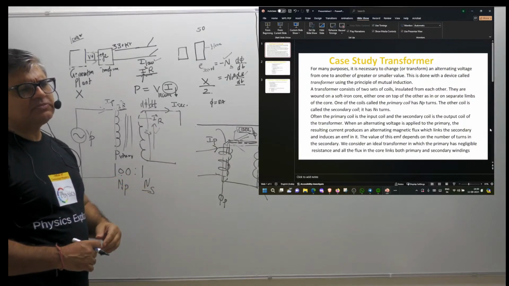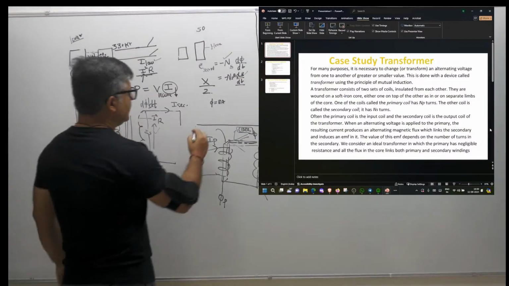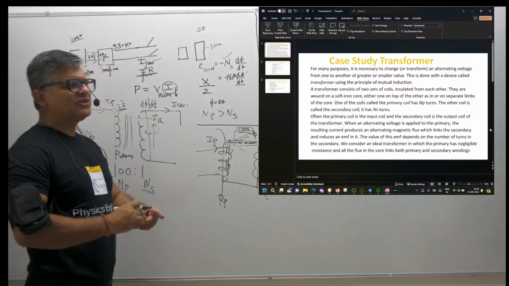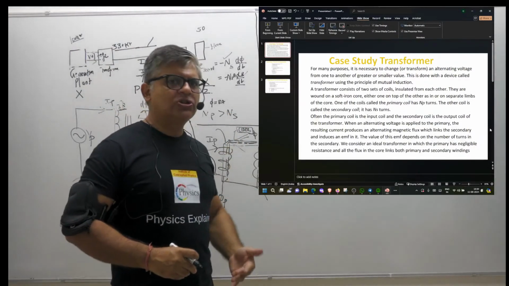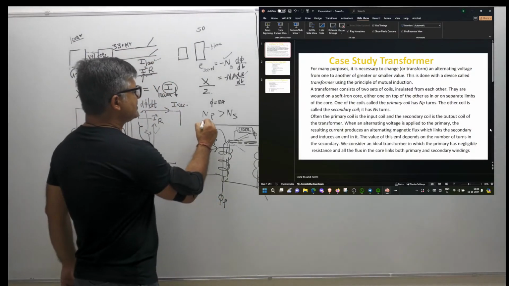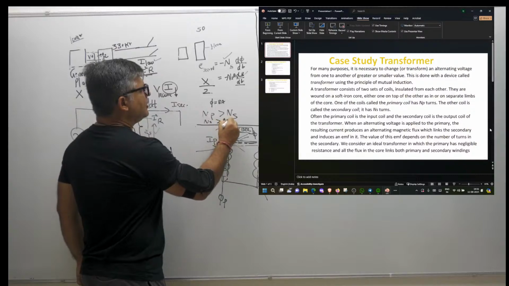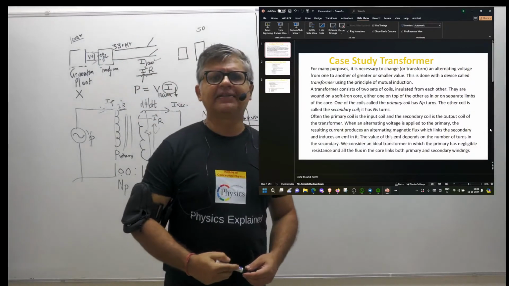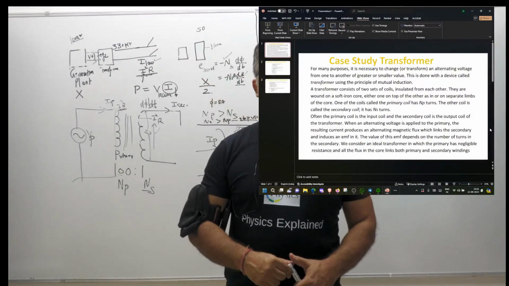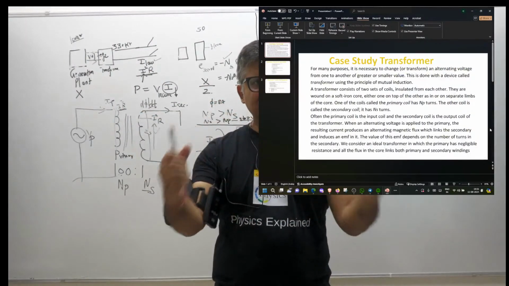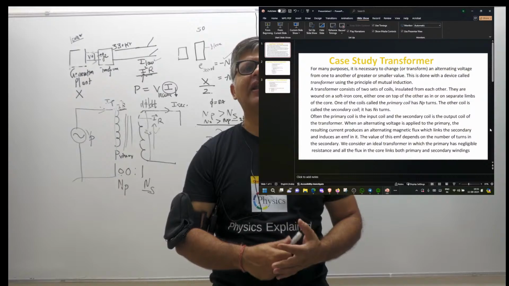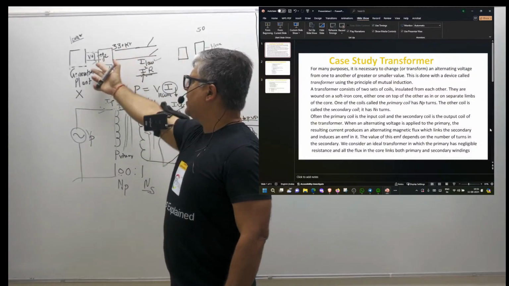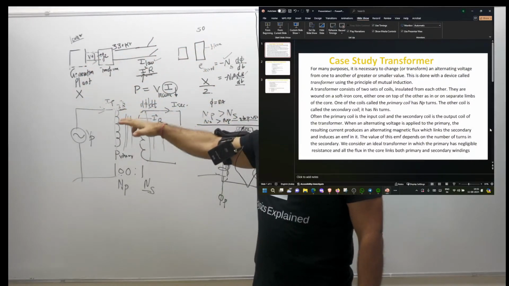Whenever you have a situation where the primary turn Np is greater than Ns, it's a step down, which means on the secondary side, a lesser amount of voltage will be generated. And if the secondary Ns is greater than Np, you have a step up transformer. You should know that the power which is generally transferred is not 100%. So we will have inefficiency, and therefore you may get questions on calculating the efficiency of a transformer. What you need to do is calculate the power here and the power here and see if there are any losses given, right?